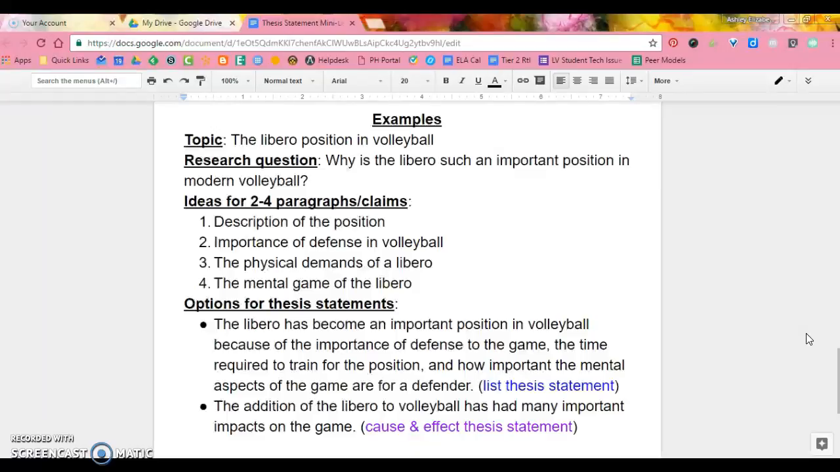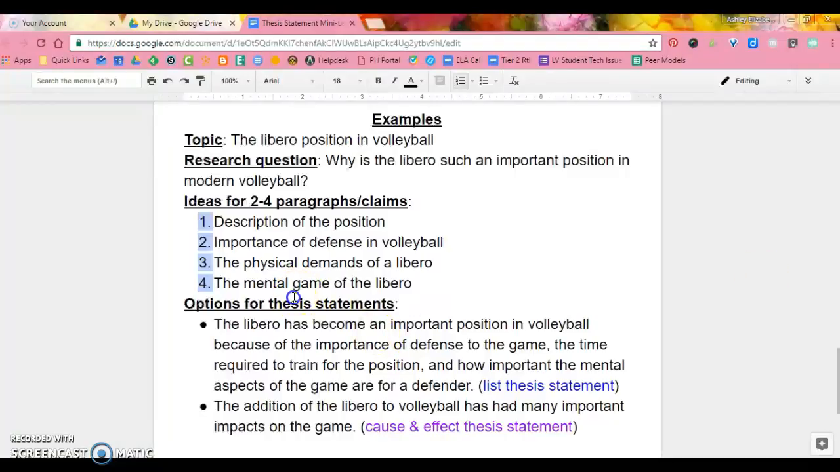The third paragraph that I think that I need are the physical demands of a libero and what their responsibilities are, because that proves why a libero is such an important position. And then I think the last paragraph that I need is the mental game of the libero. They do so much, and so I think that's probably my strongest idea about why the libero is such an important position in modern volleyball. Again, all 4 of these ideas for my paragraphs or my supporting claims prove my research question.